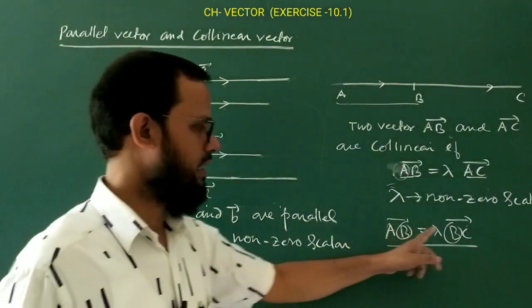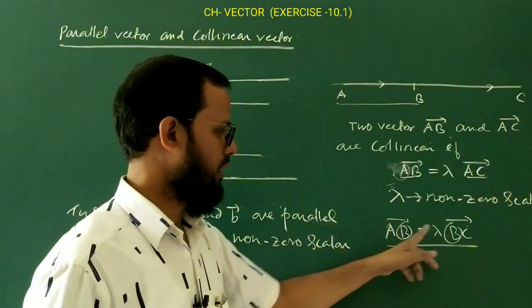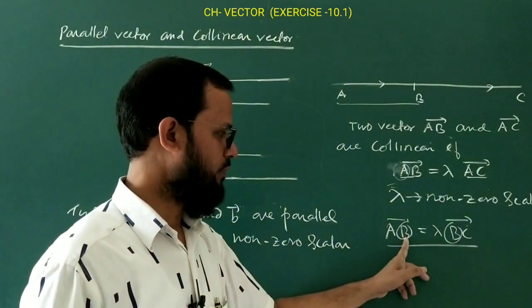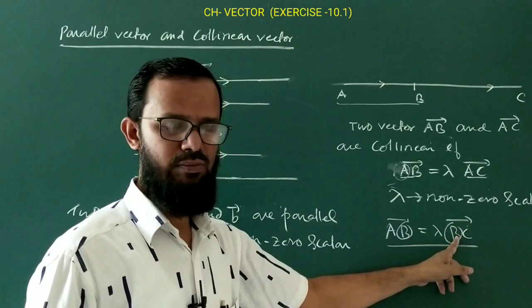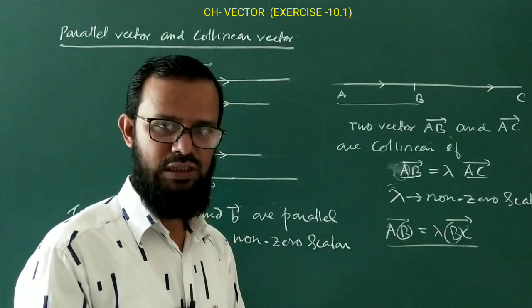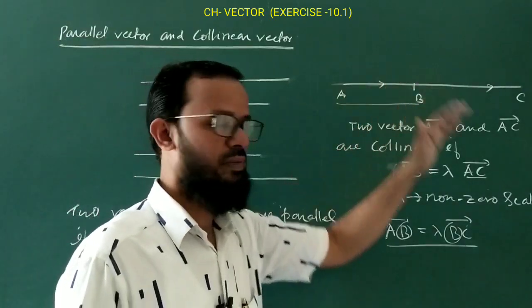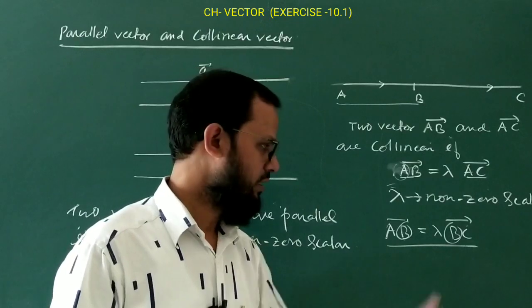First AB and BC are what? Parallel. दोनों क्या है? Parallel है. और इसके बाद दोनों का क्या है? One end point is equal to other's initial point. Okay. One terminal point is equal to other's initial point. दोनों common होना चाहिए. जब common हो जाएगी तो क्या हो जाएगी? Both the vectors lie on the same line and we can say that they are collinear.